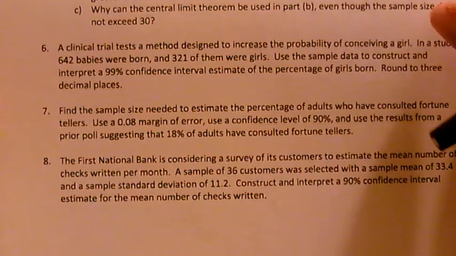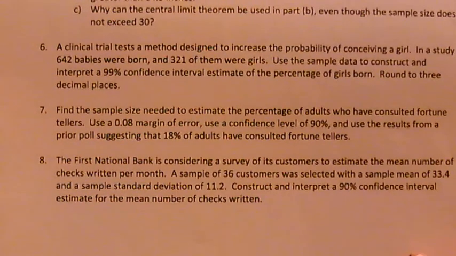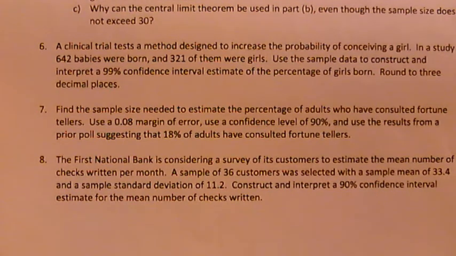Okay, and finally, problem number 8 is a confidence interval about a mean. The First National Bank is considering a survey of its customers to estimate the mean number of checks written per month. A sample of 36 customers was selected with a sample mean of 33.4 and a sample standard deviation of 11.2. You want to construct and interpret a 90% confidence interval estimate for the mean number of checks written.